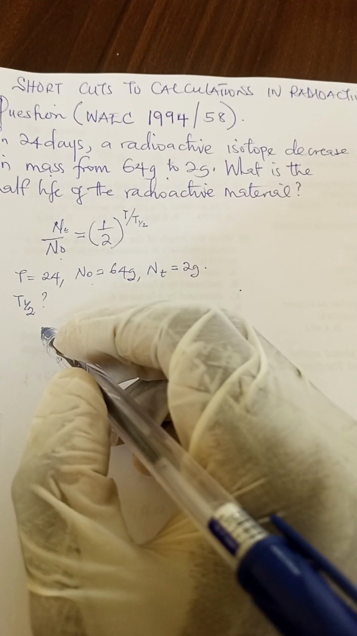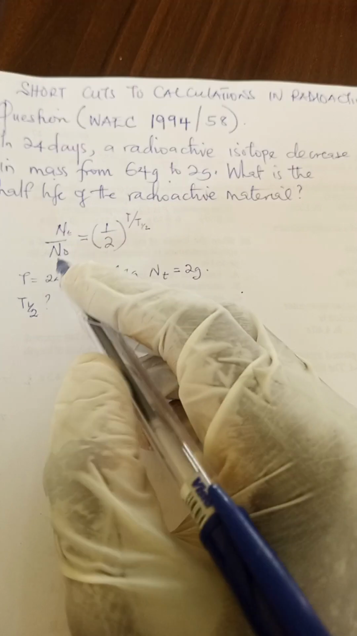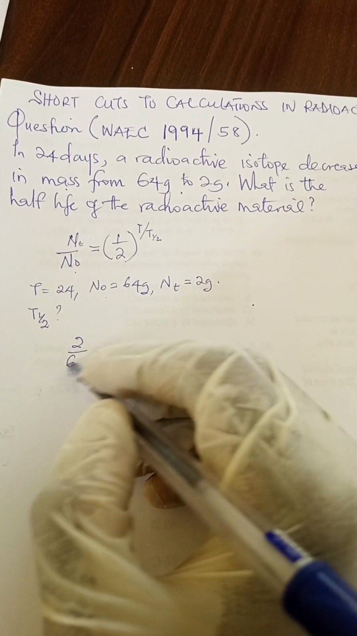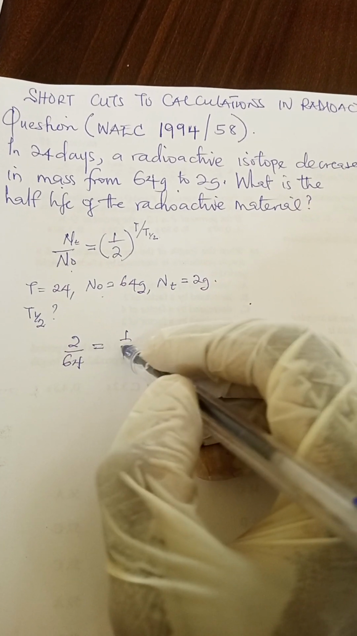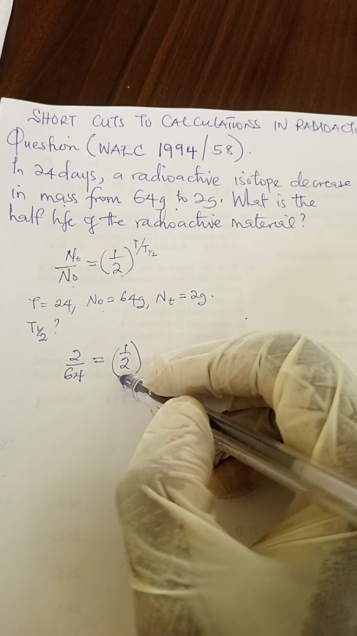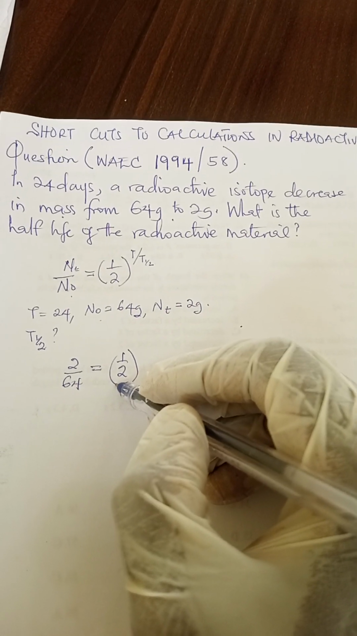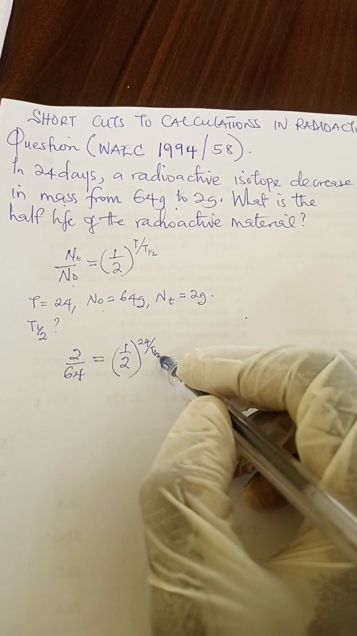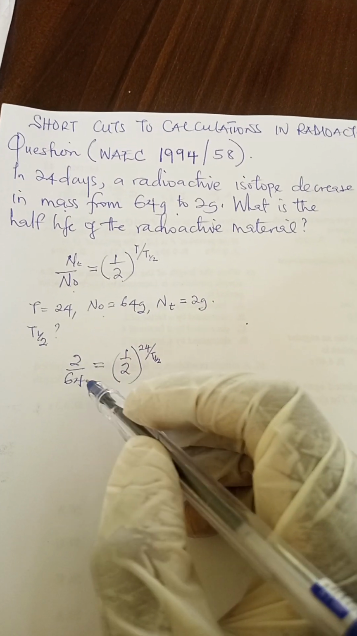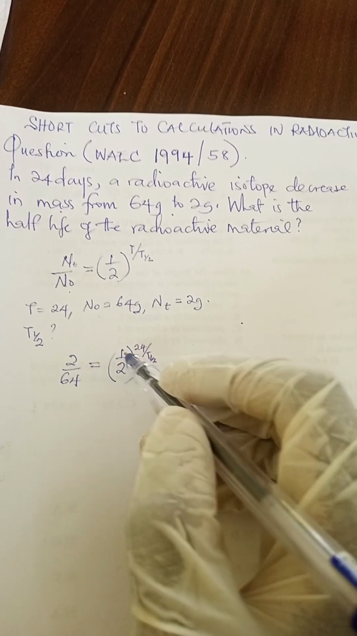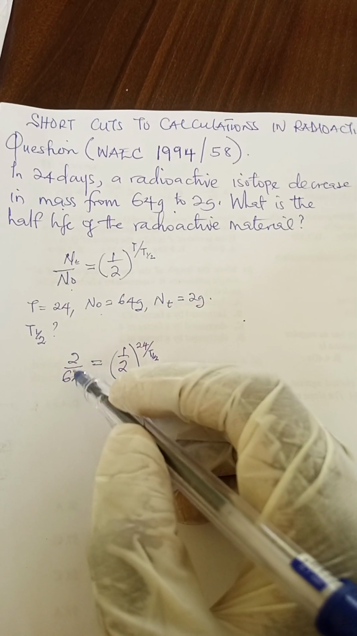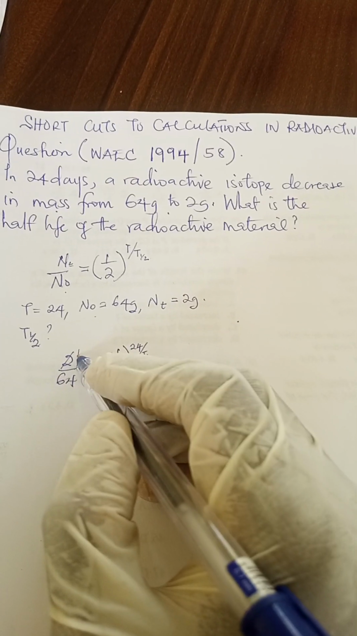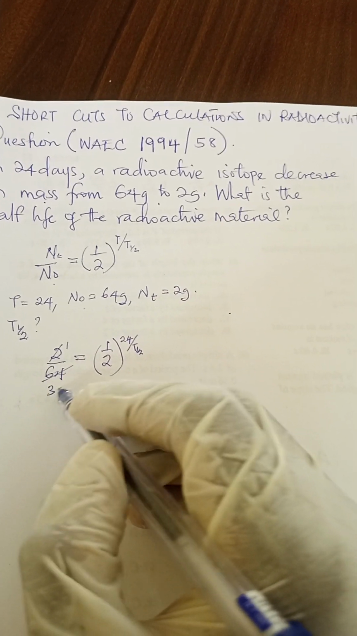So we are going to apply the law, since N over N naught is on the left. So we have 2 all over 64 equals half, in brackets, and our T in this context is going to be 24 divided by the half-life we are looking for. Then we find a way of reducing 2 over 64 to look like 1 over 2. So we are reducing 64 to base 2. If we are using 2 to cancel this out, 2 will go here 1, and 2 here is 32 times.